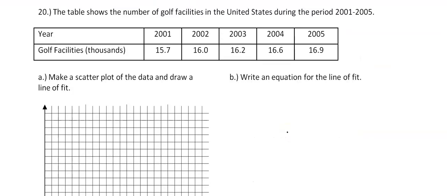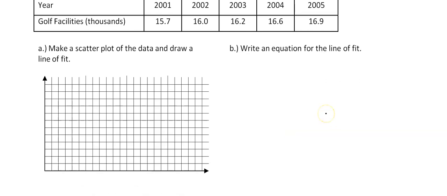This one says the table shows the number of golf facilities in the United States during the period of 2001 to 2005. And so we're just going to graph this. And again, whenever we're dealing with time, with years like this, it's always good to rescale the graph. So I'm going to call 2001 year 1, 2002 would be year 2, 3, 4, and 5. And notice how I spread that out. I went by 0.25 on that x-axis, but that's okay.